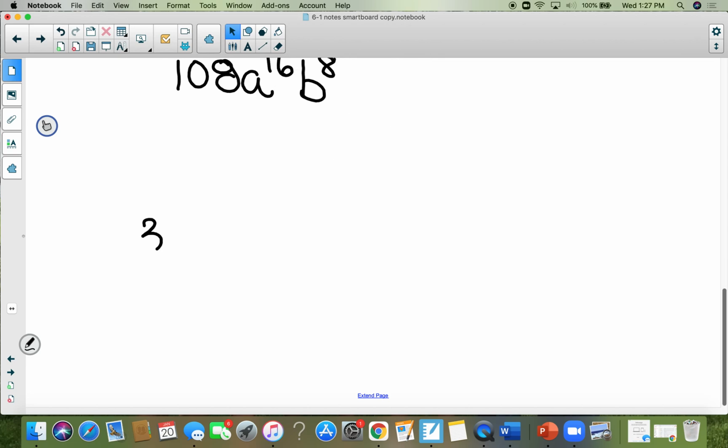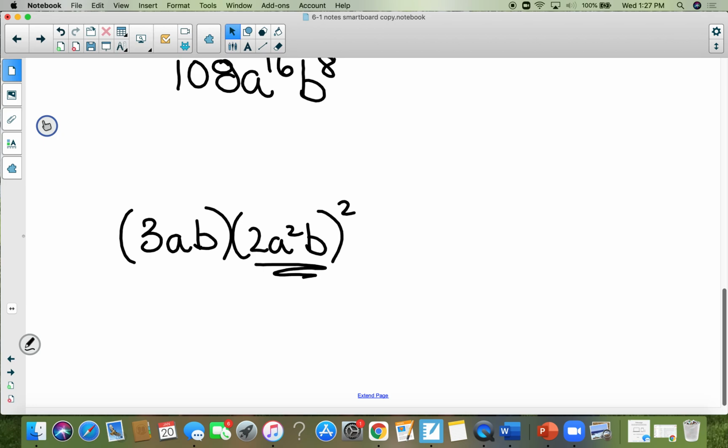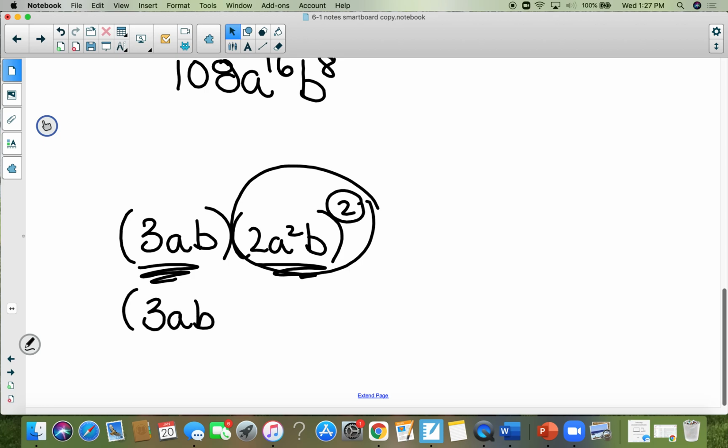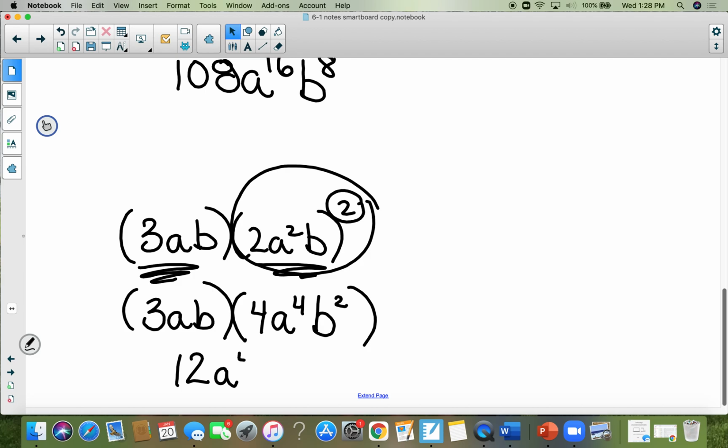Let's do 3ab times 2a squared b raised to the second. This one has a power on the outside. This one doesn't. So the only thing I'm going to do is simplify this one. So I'm going to just write down this one because this one doesn't have a power. This one makes 4a to the fourth, b to the second when I bring that 2 out. And then I'm going to put them both together to make my final answer. 12a to the fifth, b to the third. You really have to know when to add and when to multiply when you're doing the exponent rules.